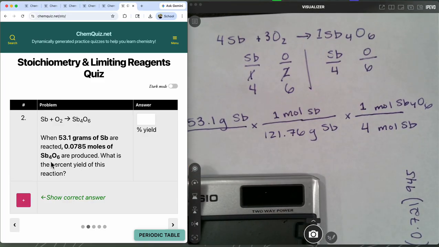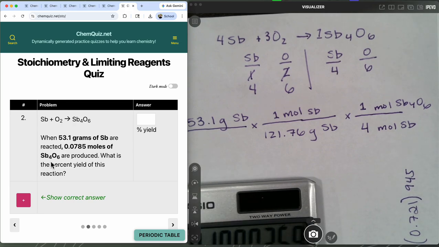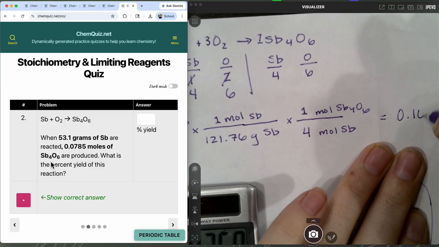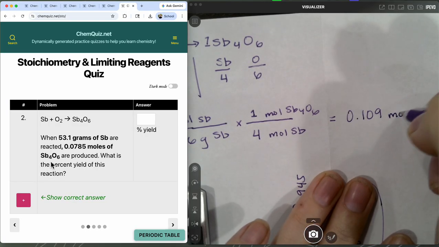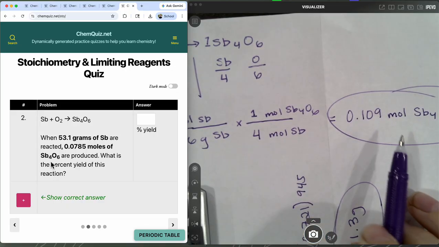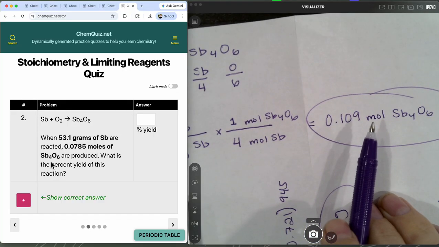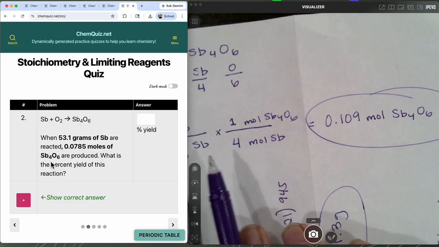53.1 times 1, which is 53.1, divided by 121.76 divided by 4. Okay. I got 0.1. Good. And what are my units? That's moles of Sb4O6. Very nice. Okay. So that's, say it again? We get the percent yield. Correct. So what is this? That's the actual. No, that's theoretical. That's the theoretical. This is the one that we got just based on math.